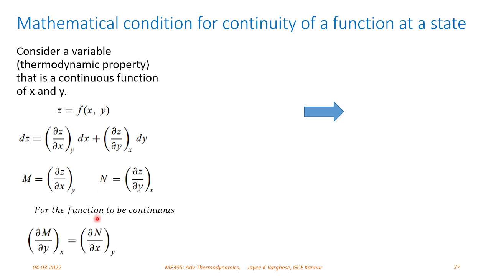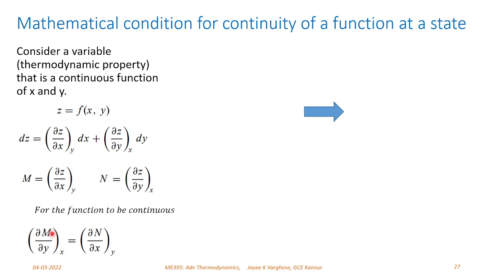So for the function to be continuous, what will be the condition? ∂M/∂y at constant x is equal to ∂N/∂x at constant y. You just swap the independent variable. That is, if the order of differentiation is changed or swapped, the result will be equal. This is the condition for the continuity of the function.